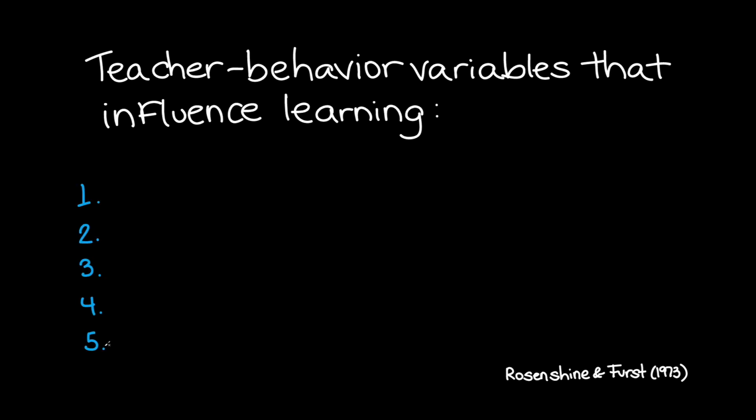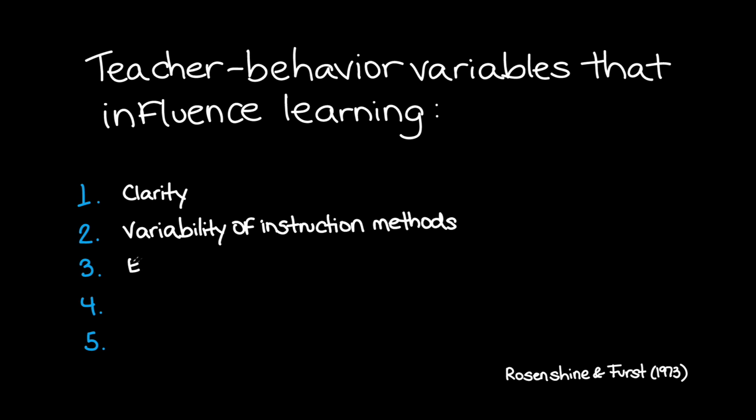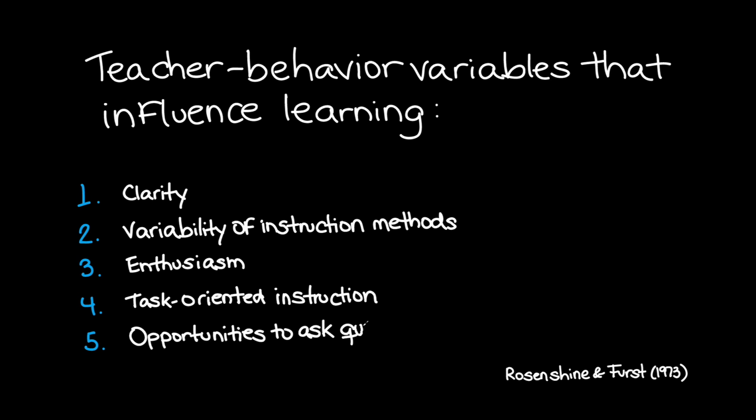These variables proposed by Rosenshine and Furst were: 1. Clarity, 2. Variability, 3. Enthusiasm, 4. Task-oriented instruction, and 5. Student opportunities to ask questions. Do any of these 5 teacher behavior variables appear in your own list?